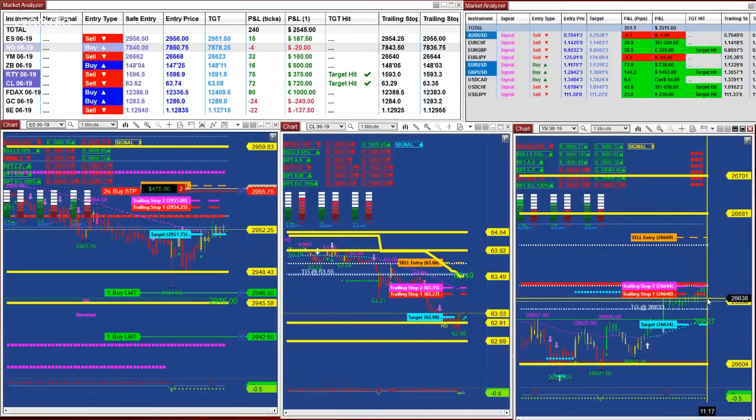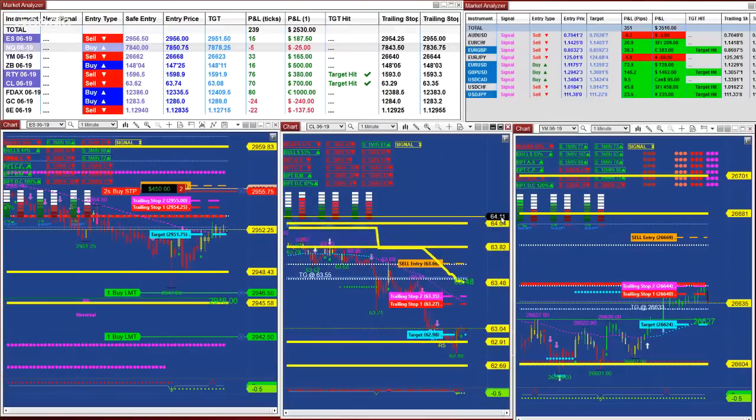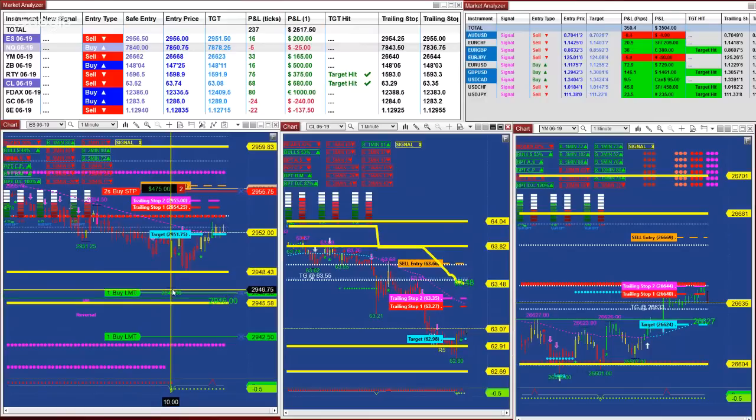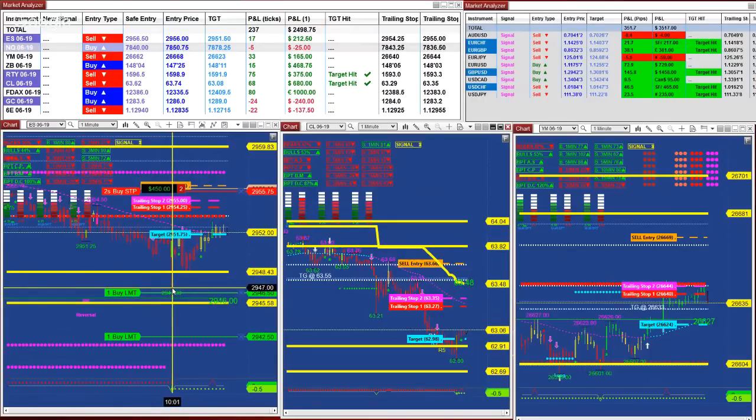Okay, took a drop again. If we notice on the CL, the yellow lines, how strong they are. If you notice the ES, when it hit the yellow line, between those two yellow lines, that's why I said there is no more short trade.